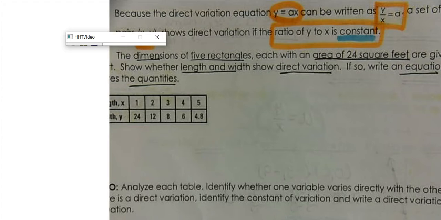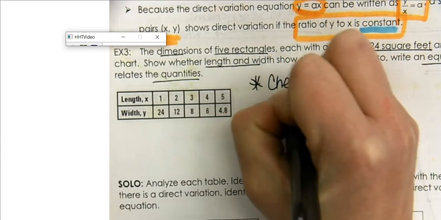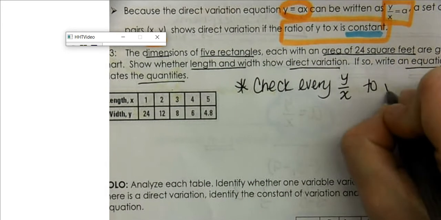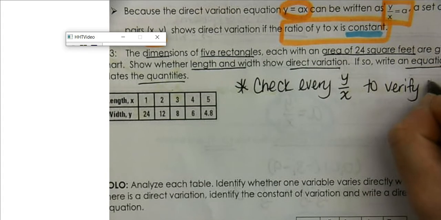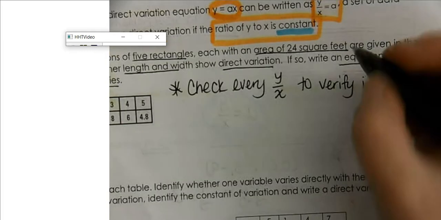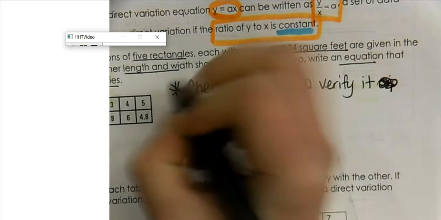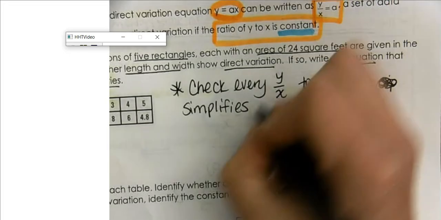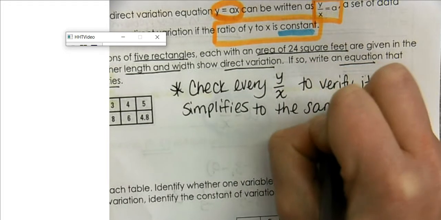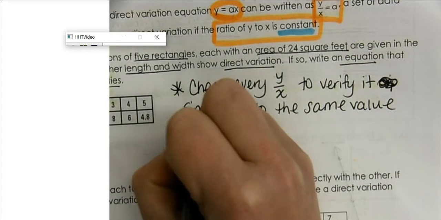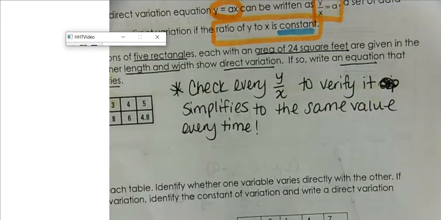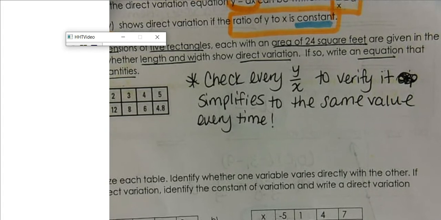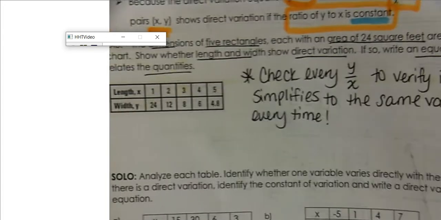So what we want to do for these problems is check every y divided by x to verify that each simplifies to the same number, or the same value, every time. If it does, then we have ourselves a direct variation. If it doesn't, then we don't have a direct variation. So let's go ahead and look at this table.